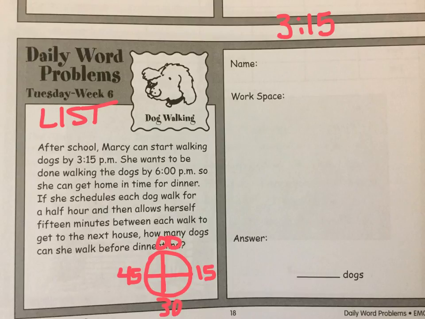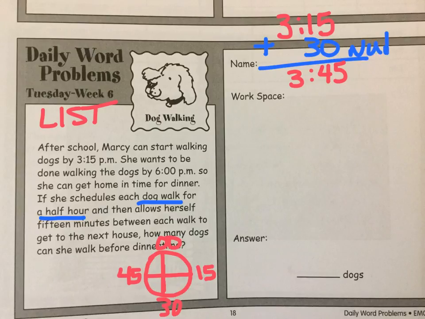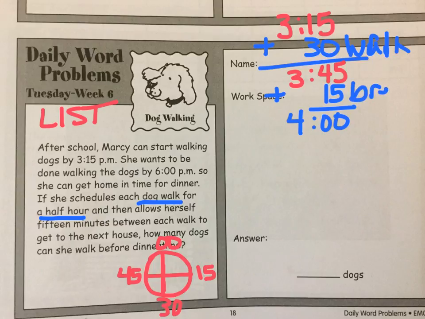Let's go back to the problem real quick. She starts at 3:15, and for a dog walk it's going to take her a half an hour. I hope you realize a half hour is 30 minutes. So I'm going to add 30 minutes to that time. If I'm at 3:15 and I add a half an hour, the time is now 3:45. I'm going to label this walk, and that'll become important in a minute. Oh, my pen is not working. Okay, so 30 minutes for a walk. Then it says she takes a 15-minute break to get to the next house. If it's 3:45, 15 minutes would put me at 4 o'clock. I'm going to write break next to this.